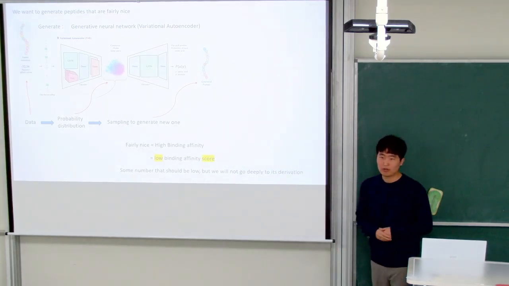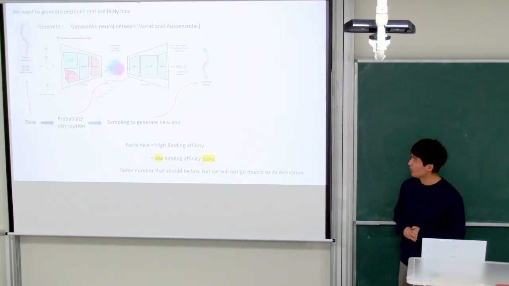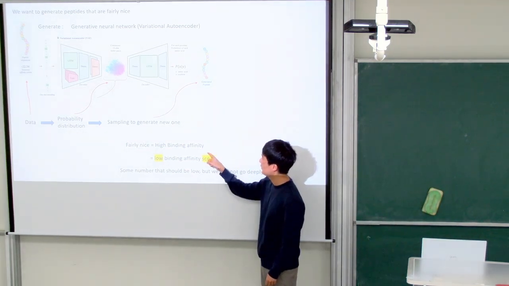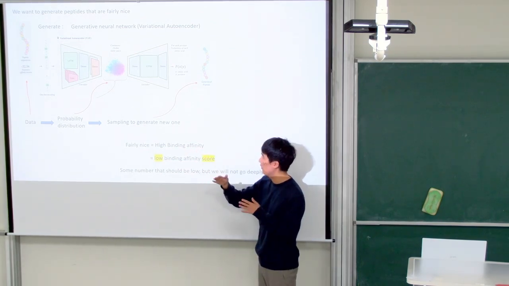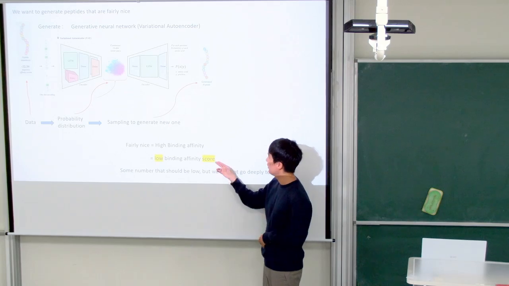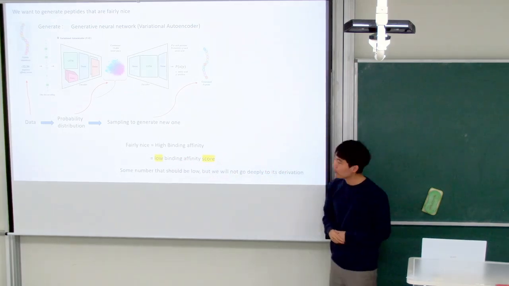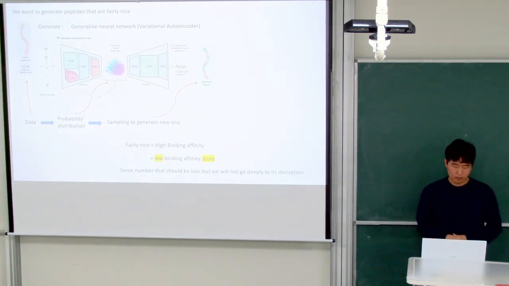You mean the dissociation constant? So high binding affinity, low binding affinity score. Why are they important? There is a score which tells you how much the binding affinity is, and this score should be low to make a high binding affinity. Yes. Okay.